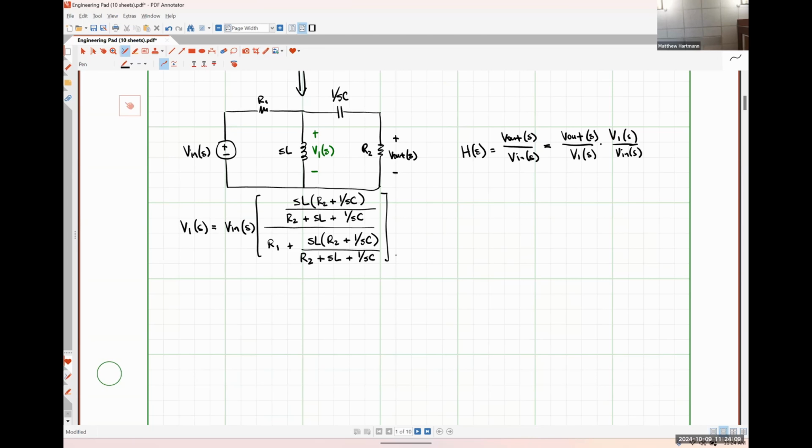But anyway, the first thing that I'm going to do is multiply this big behemoth by SC over SC divided by SC over SC. So this is me just clearing out all of those 1 over SCs to make this thing look less gross, okay? So let's do that down here.